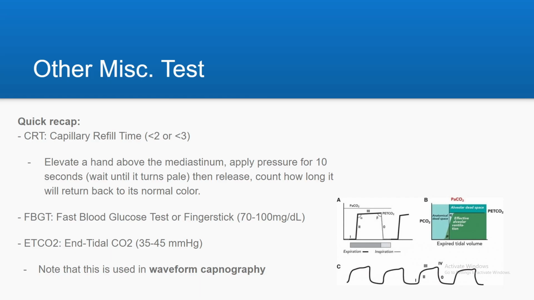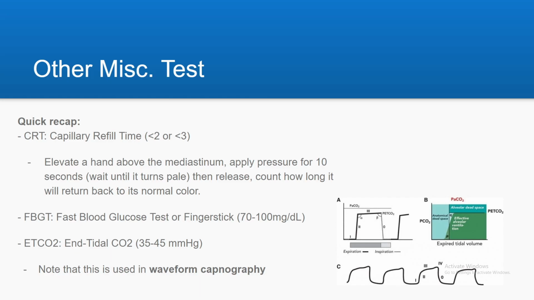Moving on to the fast blood glucose test, or finger stick. The normal values are 70 to 100 milligrams per deciliter. This is used to classify a patient who is hypoglycemic or hyperglycemic.